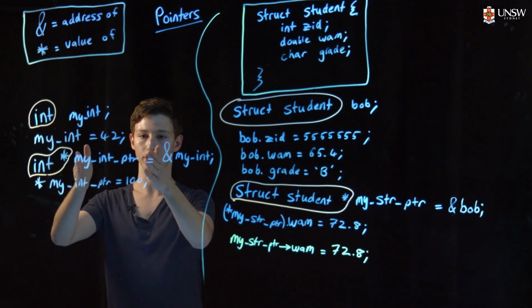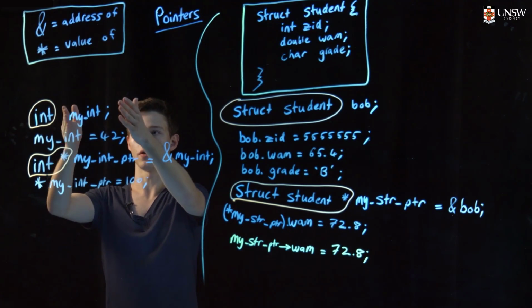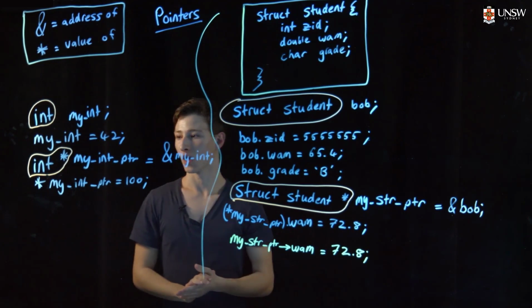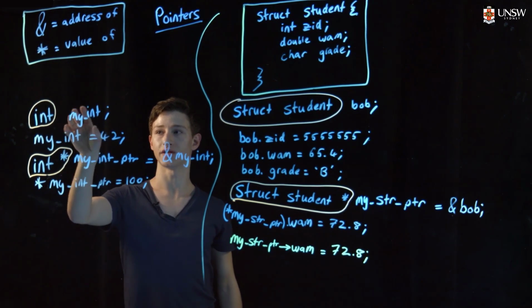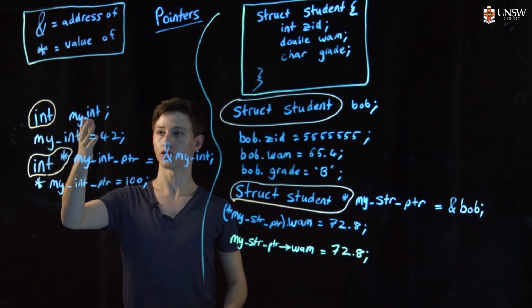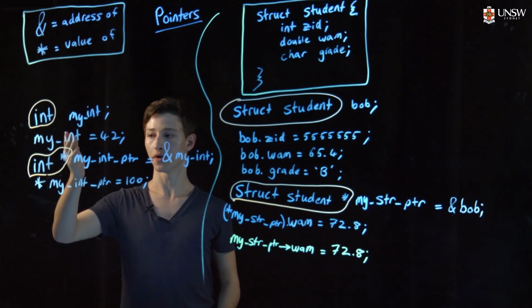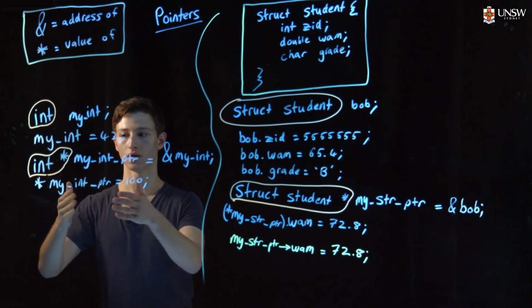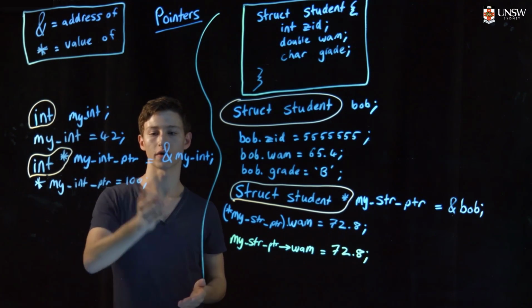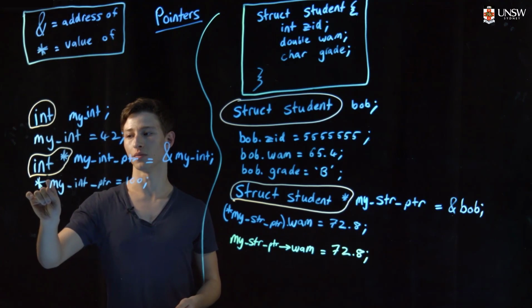So now myIntPointer stores the address of this int up here. If I want to change myInt without explicitly resetting the value there, if I want to change it by using the pointer to it, I would say the value of the thing myIntPointer points to is now equal to 100. So that's where the value of comes in with the star.